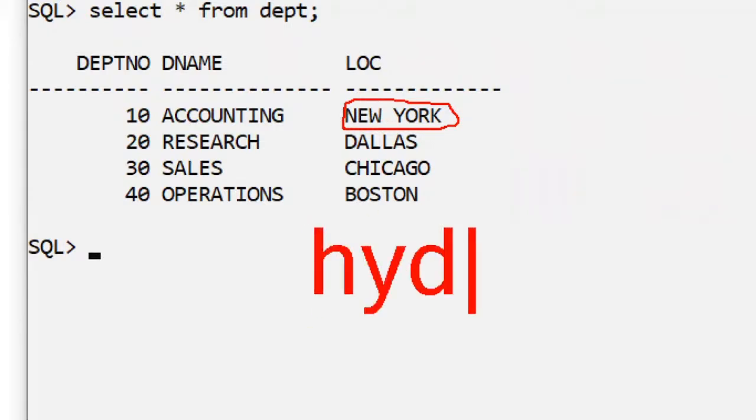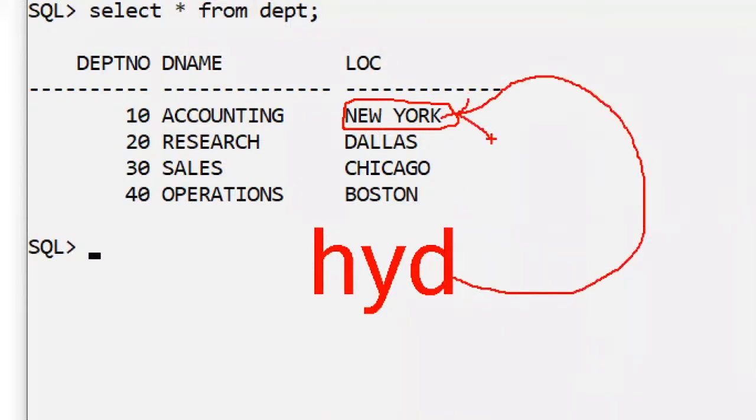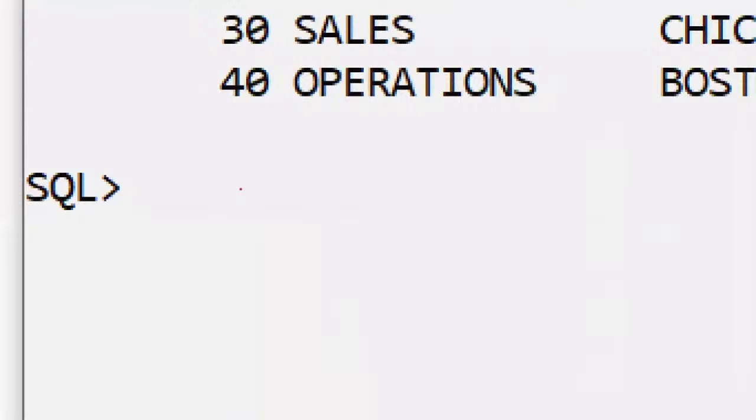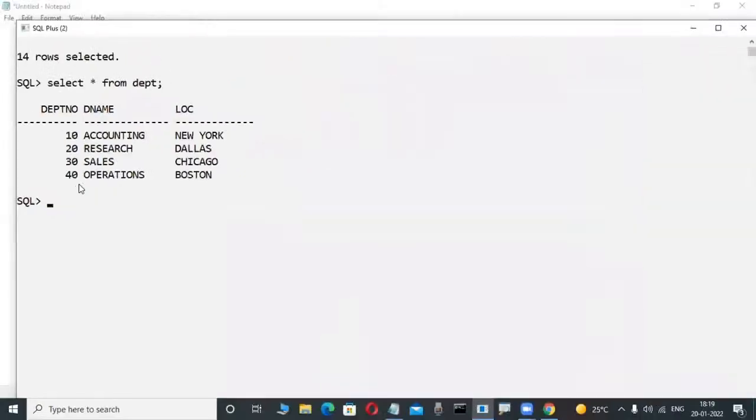Suppose I want to change this New York location into Hyderabad in this relational database. How can I do it? Just at the SQL prompt, using the SQL language. SQL is a very easy language. How? I will tell you. In SQL, you type some commands.